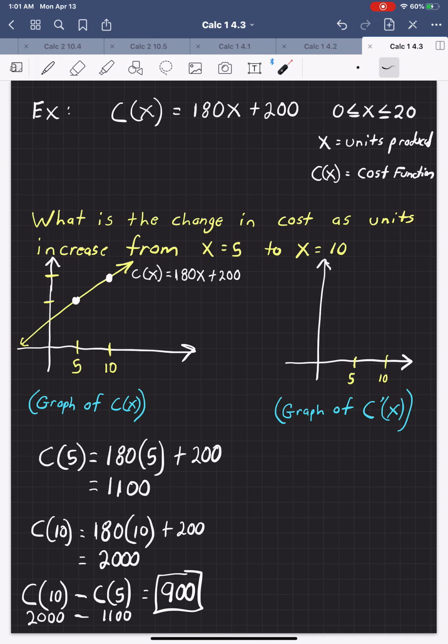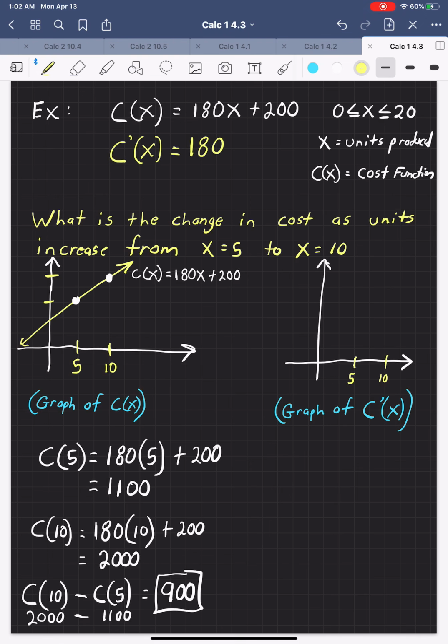So now, let me do this. I want to ask the same question, but I want to interpret it a little bit differently. I want to interpret it as an area. So the first thing I want to do is, let's take C prime. Right, let's take the derivative. The derivative of 200 is going to zero out, and the derivative of 180x is just 180. So notice how C prime is equal to 180, and I'm going to go ahead and try to graph that.